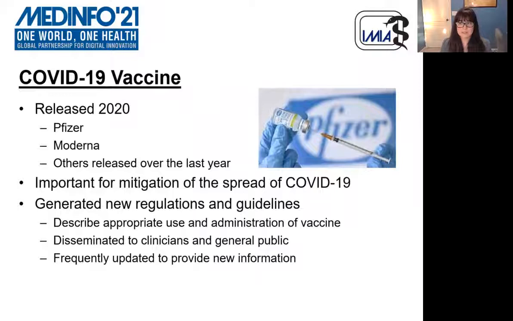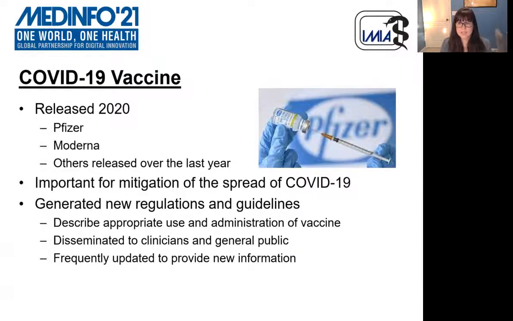An important recent development in COVID-19 research is the approval of the use of the COVID-19 vaccine. Several vaccines have been developed and released over the last year, including the Pfizer vaccine and the Moderna vaccine, which followed soon thereafter. These vaccines have become important tools in the mitigation of the spread of disease. As such, many new guidelines and regulations describing the appropriate use and administration of the vaccine have been produced, posted online, and disseminated to clinicians and the general public. These guidelines are often updated frequently to include the newest clinical evidence and clinical considerations.